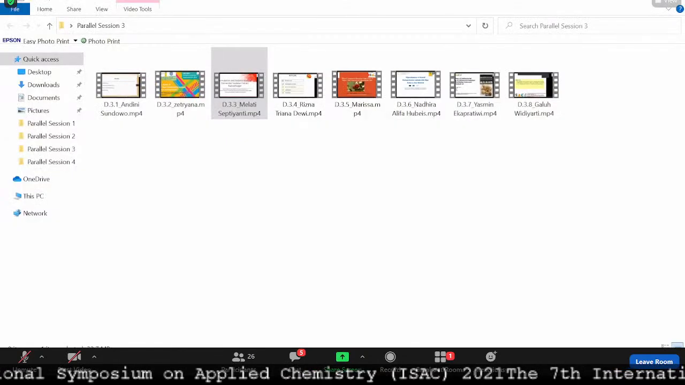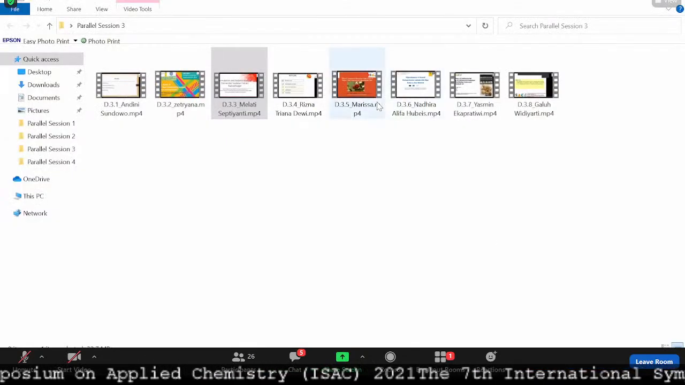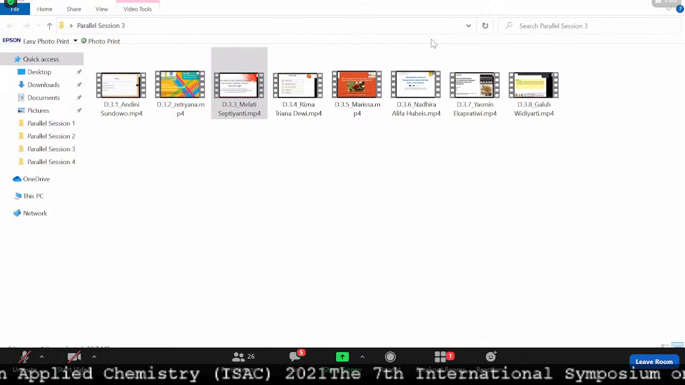Yes, thank you very much, Mrs. Zetriana, for your clear and interesting presentation. Okay, everyone, we will go to the next presenter. It will be presented by Mrs. Melati Septianti, a researcher at the Research Center for Chemistry, BRIN. The title of her article is Formulation and Stability Study of Fermented Soybean Extract Nano-emulgel. Okay, the committee please kindly play the video.